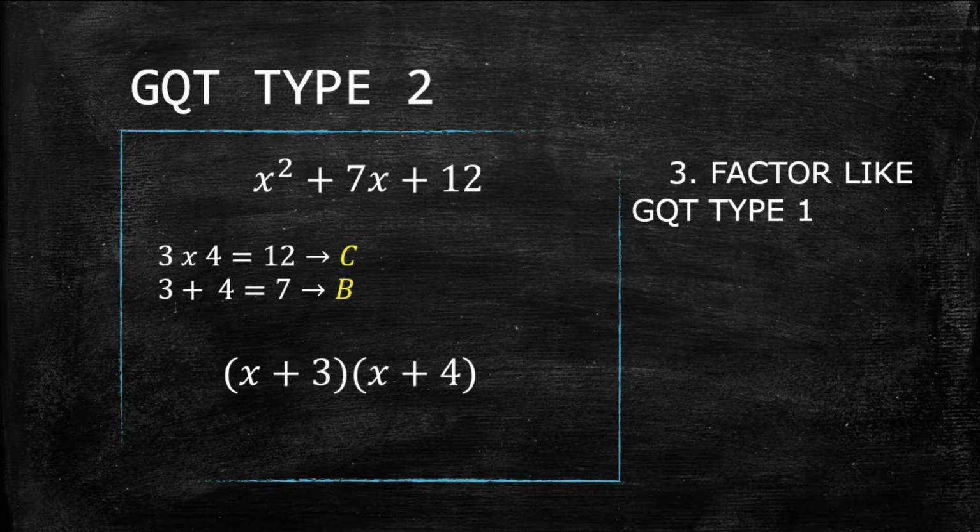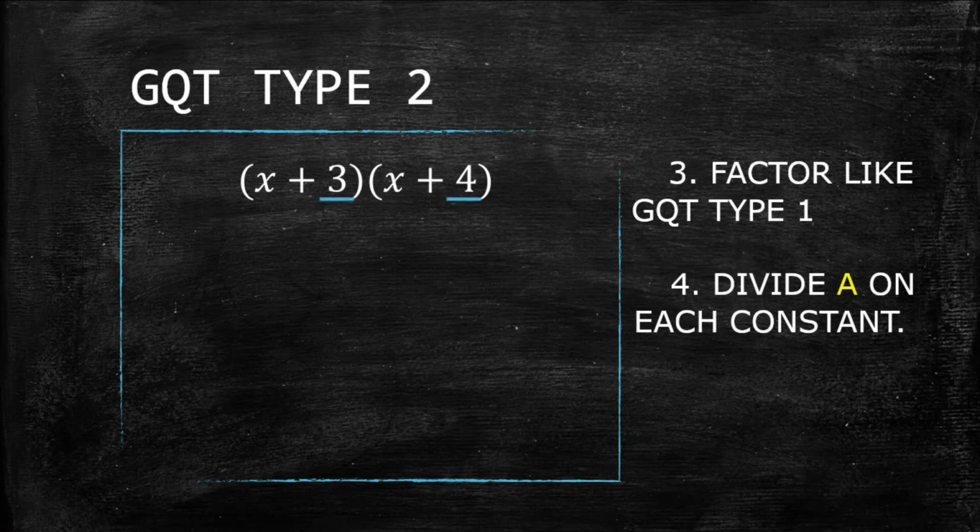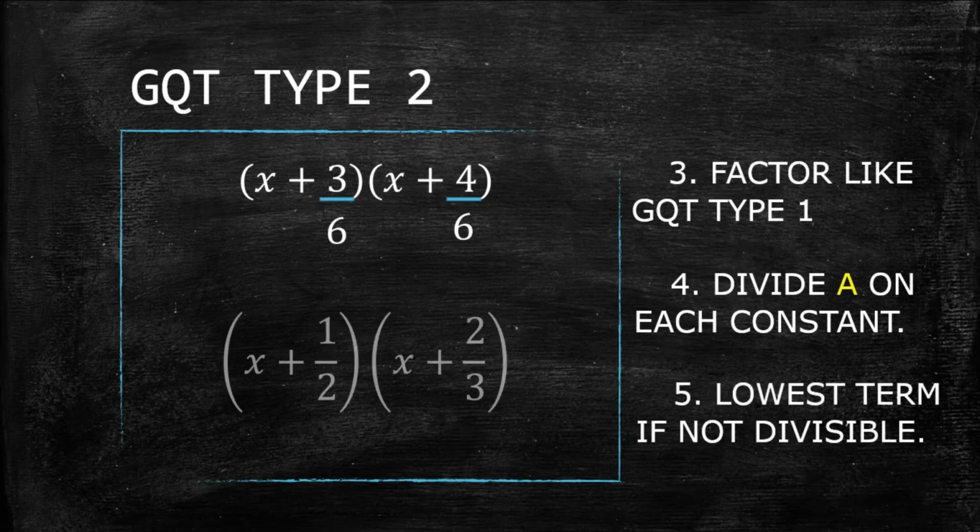This is not the answer yet. So for the next step, you need to divide the originally given A, which is 6, by the constant of each of the factors. If not divisible, just get the lowest term. So 3 over 6 has a lowest term of 1 over 2. So the first factor will become x plus 1/2.